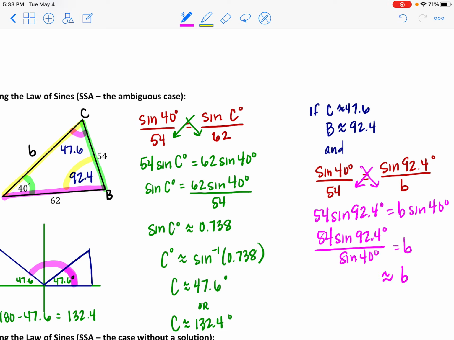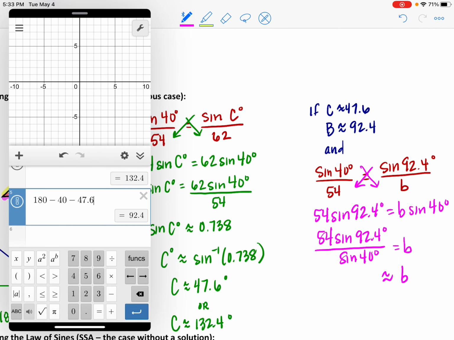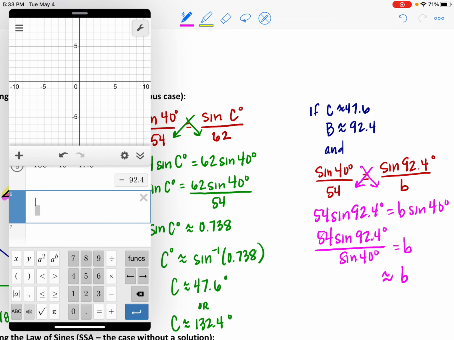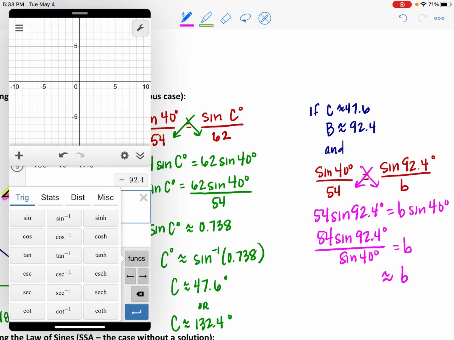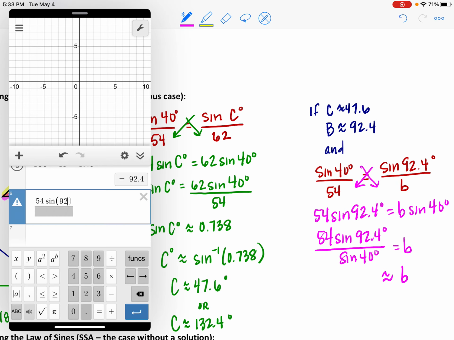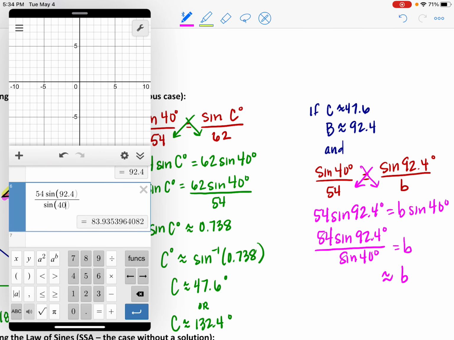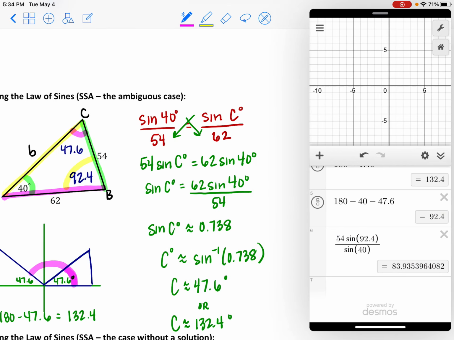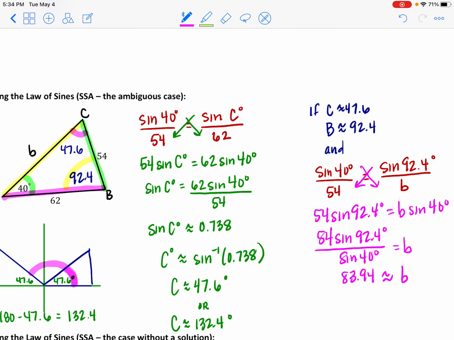It's approximately, I don't know, let's ask the calculator, 54 sine of 92.4 over the sine of 40. And that is about 83.94. Okay, so that's one possibility. Now we've got to do that again with the other possibility.